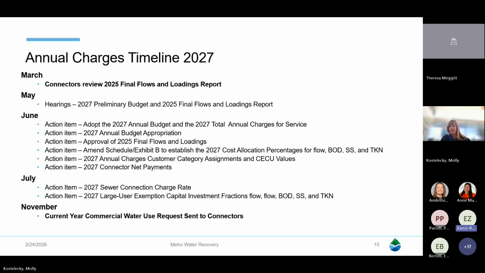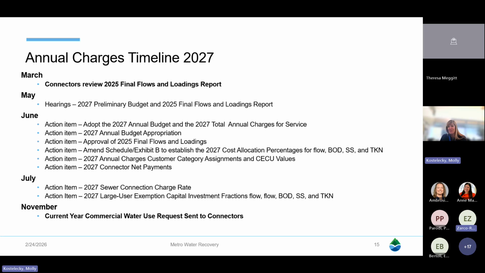A couple of questions. First, when we get our estimate for 2027, does that include the new tap connections, or is it just for treatment? Is that certified value? That amount, we will still adopt the sewer connection charge rate in July. So when we send out notice of what your connector net payment will be in June, that's just for the treatment. Okay, yeah, that's what I thought. Now, we'll still do that action item in July.